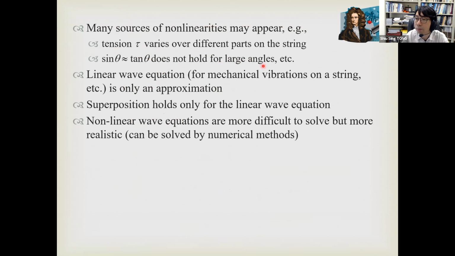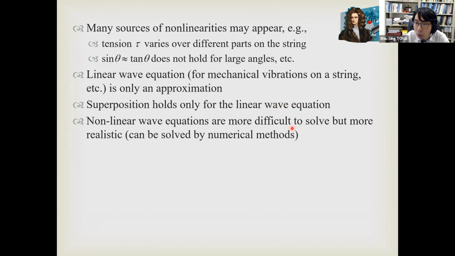Now, this is what we said before. Many sources of nonlinearity can occur. In a real string, the tension tau may not be the same at all parts of the string, and the approximation sine theta equal to tangent theta may not hold for large angles. So the linear wave equation is just an approximation for mechanical vibration on a string, and superposition only holds for the linear wave equation, but not for large amplitude waves, which obey a nonlinear wave equation.